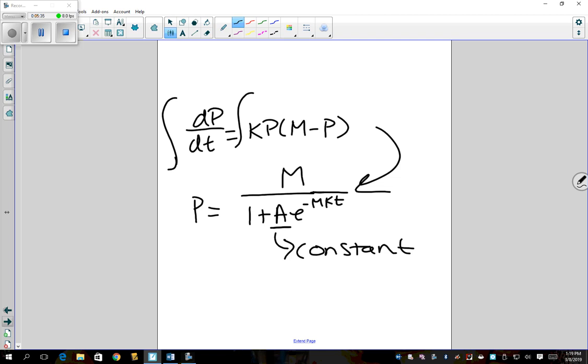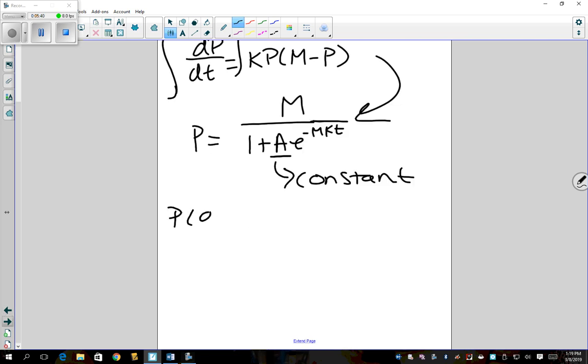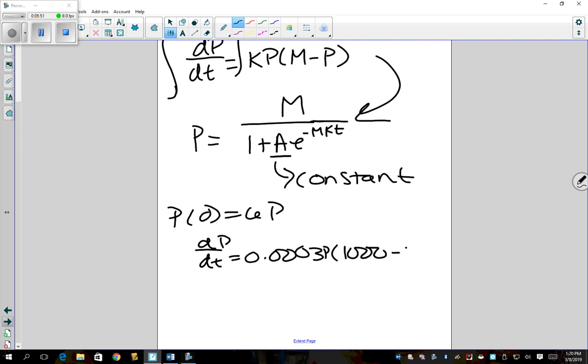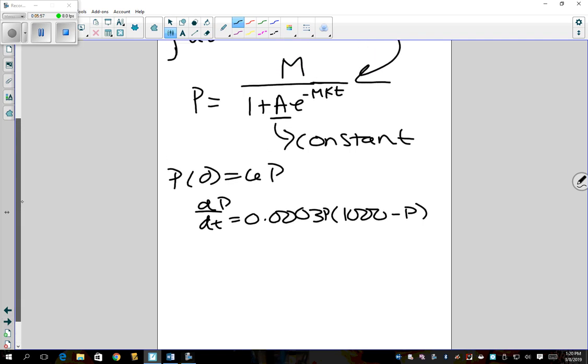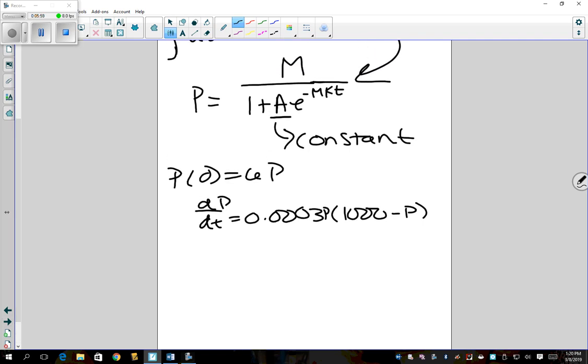So using this formula, I'm just going to keep it on this page. So I'm given P of 0 equals 61. And again, we're given dP/dt equals 0.0003P times (1,000 minus P). So I know M, I know t, I know k, I know P, because I'm given P of 0, 61. So what I'm going to do is plug those in to solve for my A, that constant value, because I want to get a solution with A in it.